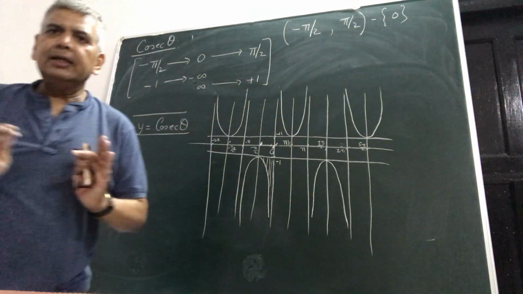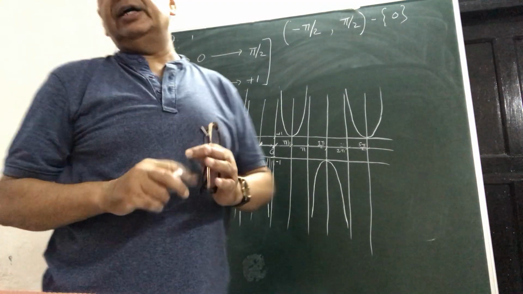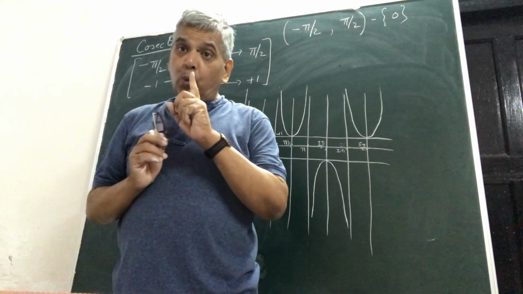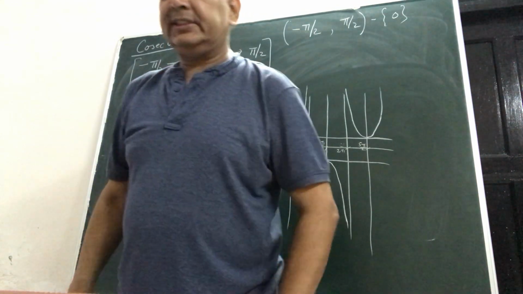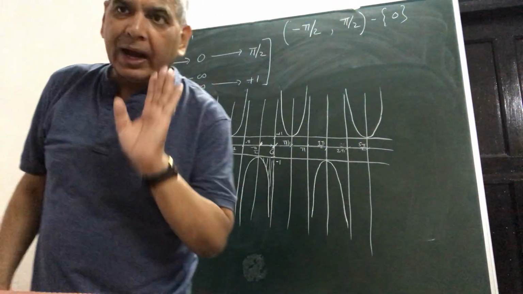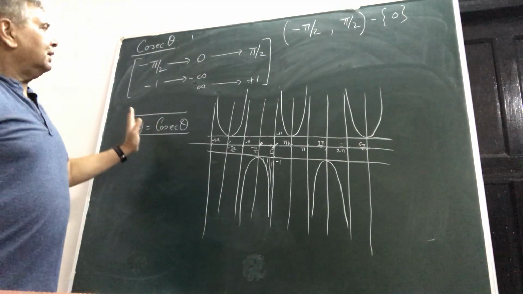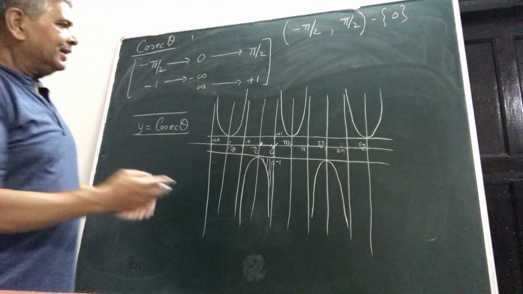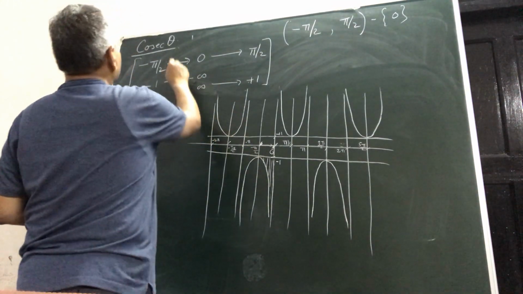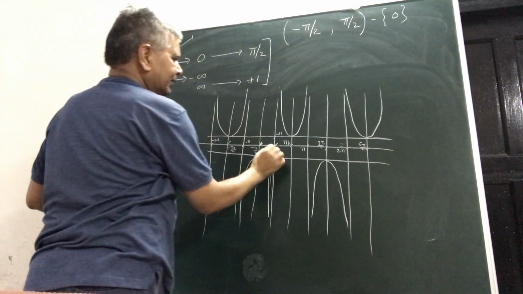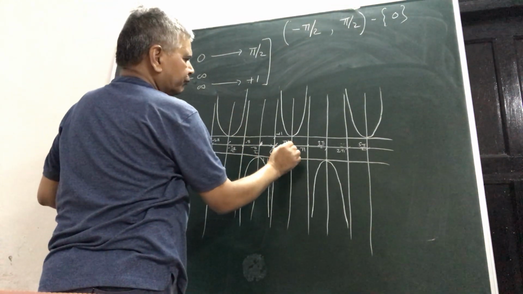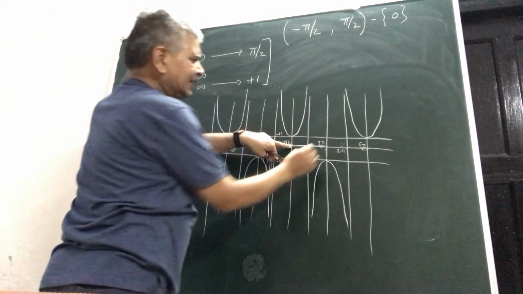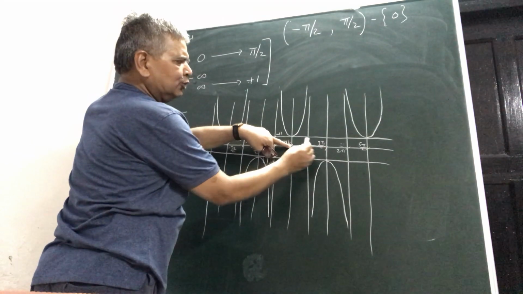Principal branch is that branch where a given function acquires all its possible values one and only once. One and only once. So this is what is meant by principal branch. And the rest are the secondary branches. It is not as if cosec theta only works from minus pi by 2 to plus pi by 2. If you take pi by 2 to 3 pi by 2, this is another secondary branch, because here also all possible values are being taken.